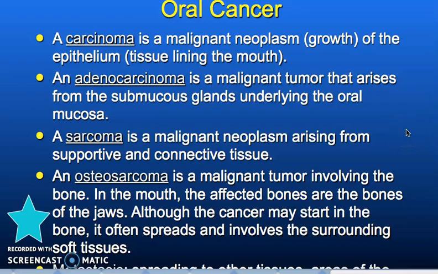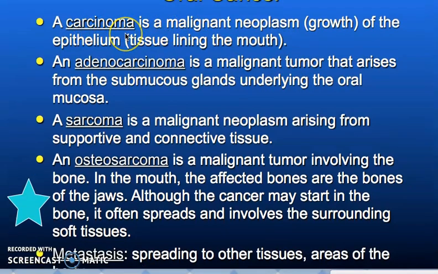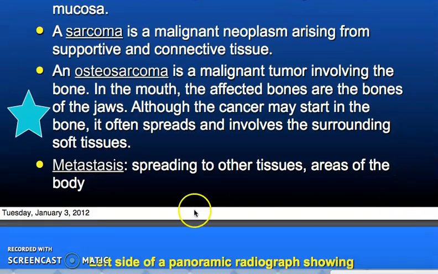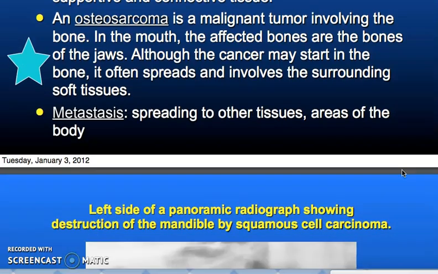Okay, so let's look at this terminology one more time. We have carcinoma. We have neoplasm, which is a growth. We have adenocarcinoma. We have sarcoma. And we have osteosarcoma. Let me point out that osteosarcoma is fairly easy to remember because osteo means bone, and then you have sarcoma, which is a malignant neoplasm. And then you have the word metastasize. That means it has spread to other tissues or areas of the body.